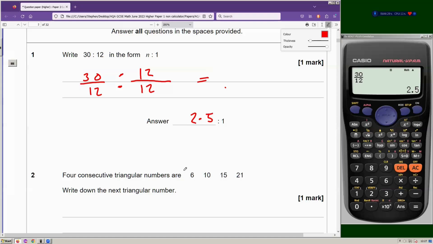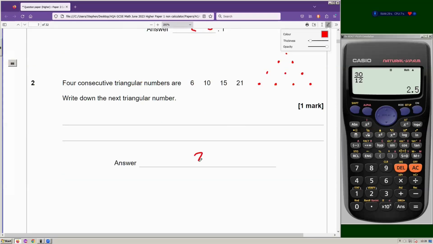4 consecutive triangular numbers, 6, 10, 15, 21. Write down the next triangular number. What triangular numbers are these? That's 6. If we look at the next one, which would be 10, we add another 4 to the 6. They're increasing by 1 each time. So that 15 to 21 was a difference of 6. So we add a 7 on, we're going to get to 28.